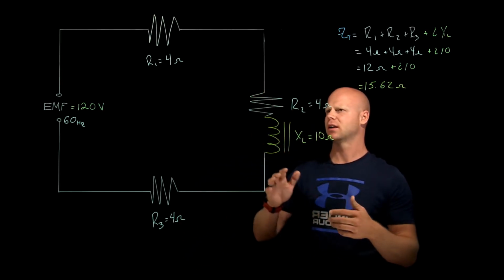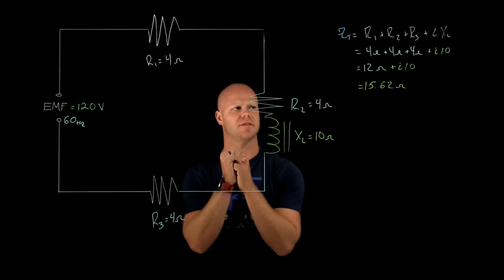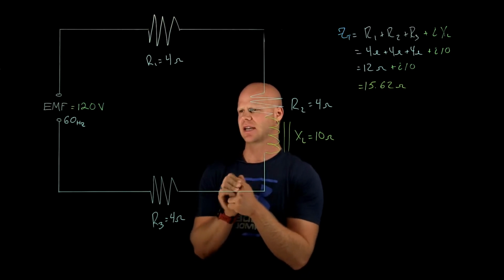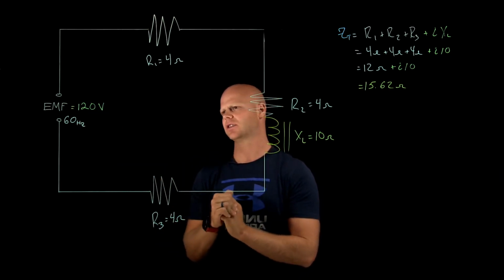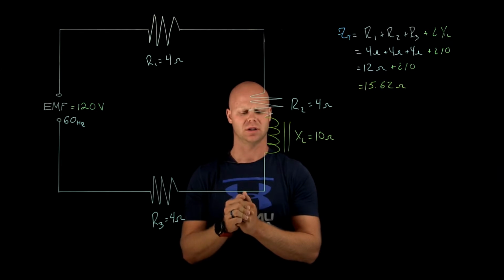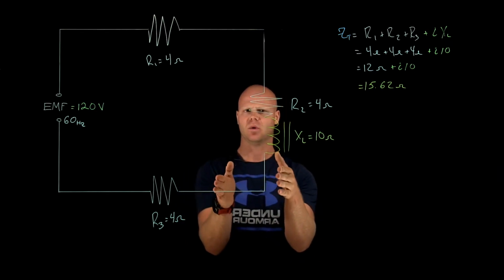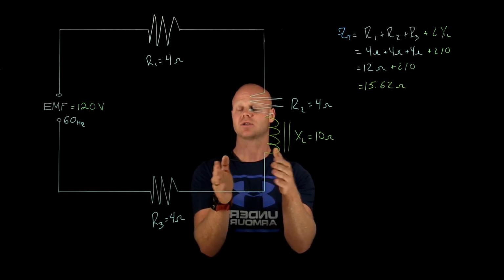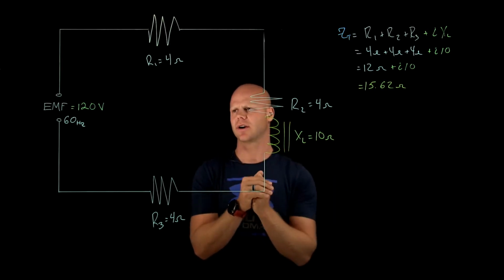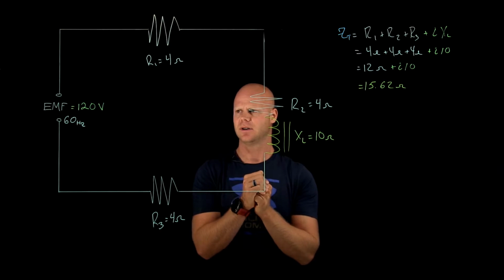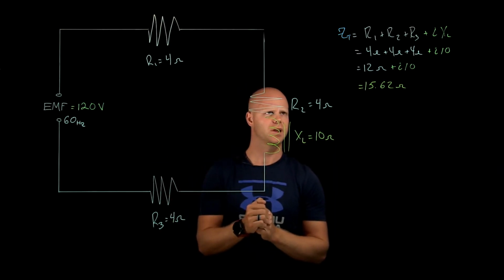Hi everybody, welcome back. So what I've done is I've added another element for us to calculate. I have given us a source voltage of 120 volts. So what we are going to do now is look at what is the total circuit current of what we have here.